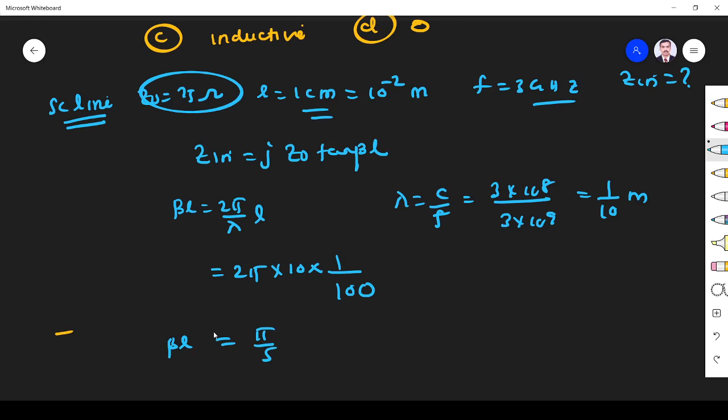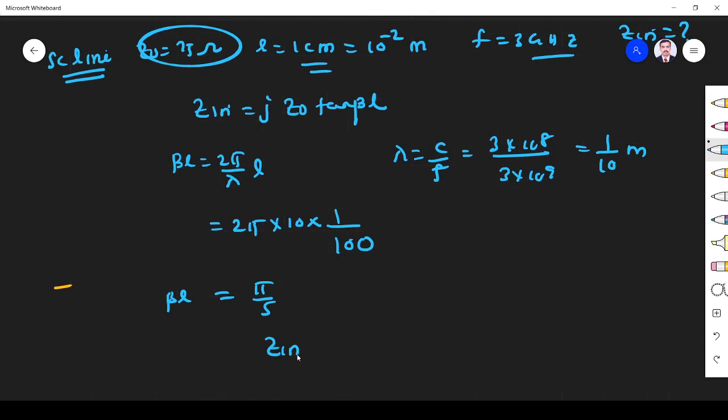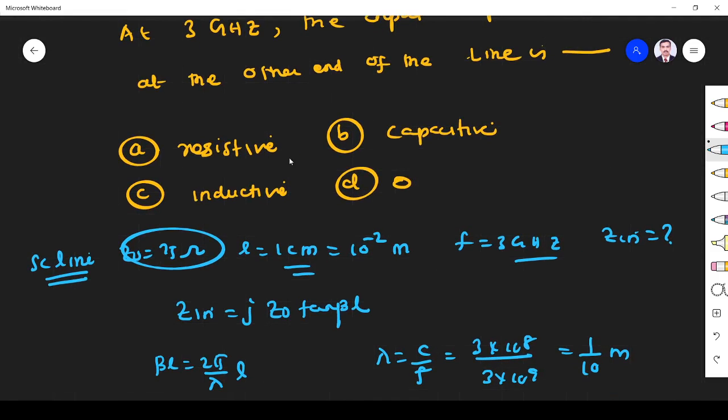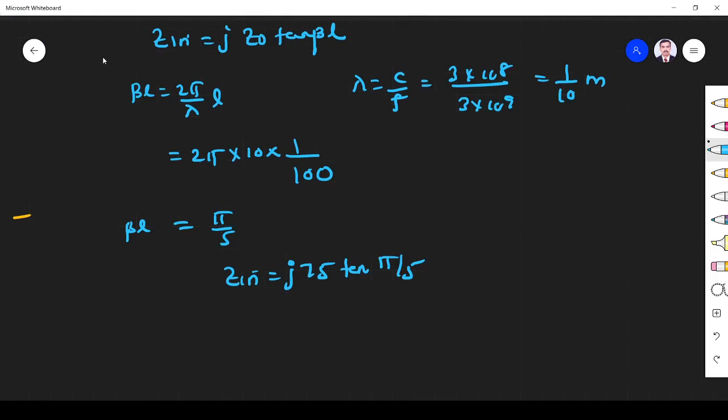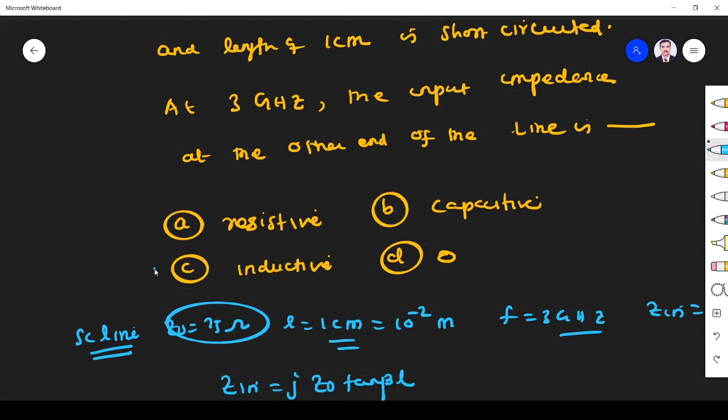So beta L is equal to pi by 5. Now we got everything. So Zin is equal to j Z0 tan(pi by 5), that is j 75 tan(pi by 5). They are asking only the nature of the input impedance: whether it is resistive, capacitive or inductive. Since it is a positive value, positive j, it is inductive reactance. So the answer is option C, inductive.